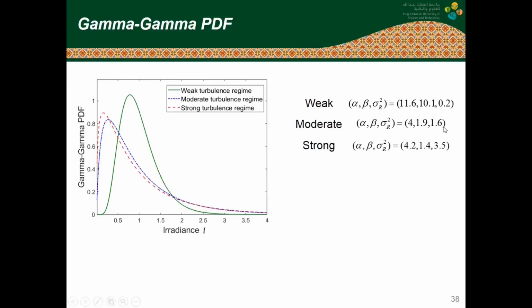And then if you move even further from 1.6 to something like 3.5, a strong turbulence regime, alpha and beta go lower to 4.2 and 1.4, and then you move further towards the left by going towards this dashed red curve, and that's a strong turbulence regime. So that's the beauty of the gamma-gamma model. It allows you to move from this red curve, more like an exponential behavior, all the way to the green, which is more like a log normal or gamma behavior. So the green is like the log normal, weak turbulence. The red is the strong turbulence regime.